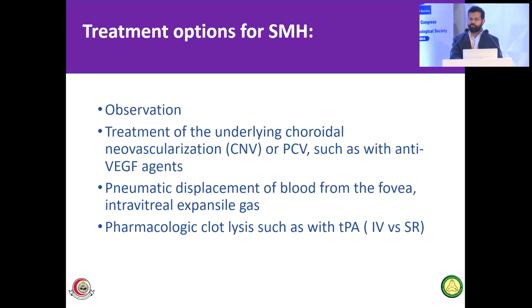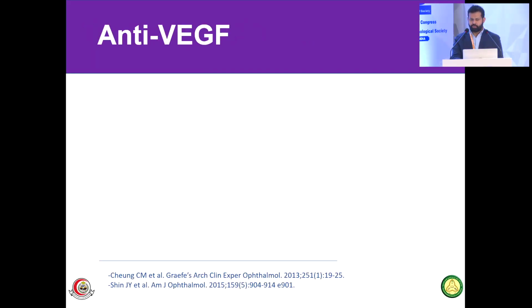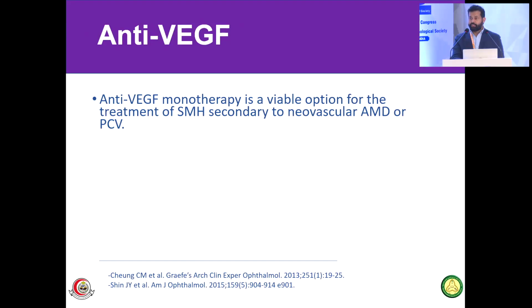So what are the treatment options? It can be observation in small hemorrhages under the retina. You can also proceed with anti-VEGF monotherapy alone, and you can also use pneumatic displacement, along with TPA or without. What is the preference of anti-VEGF?